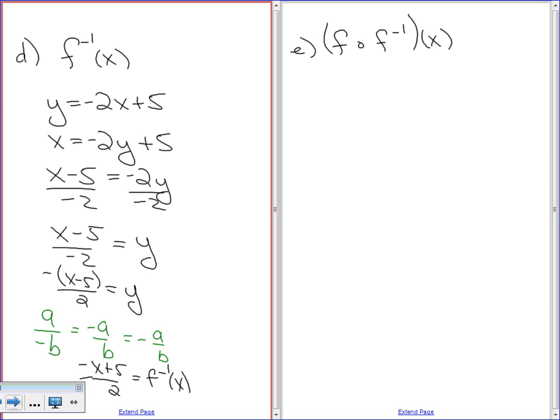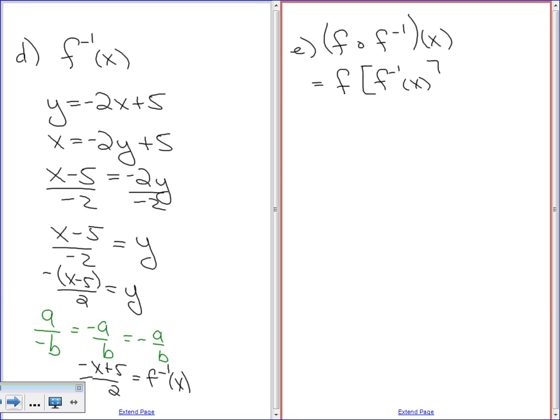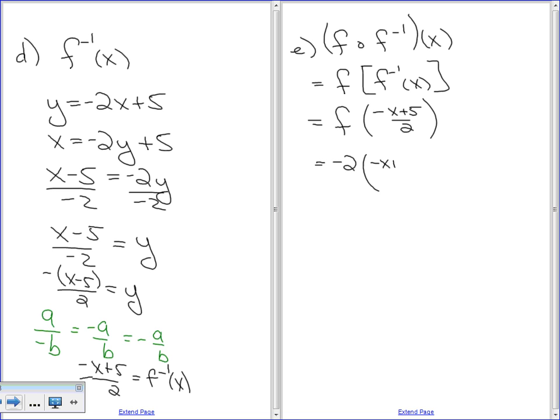Okay, so f circle f inverse means f evaluated at the inverse of f of x. First thing I do is I replace what the inverse of f of x is. We just figured that out, which was negative x plus 5 over 2. I take that and I substitute it into the f function everywhere I see an x. So it becomes negative 2. Instead of writing x, I'm writing down what's in the bracket. And then I write down the rest of the f.